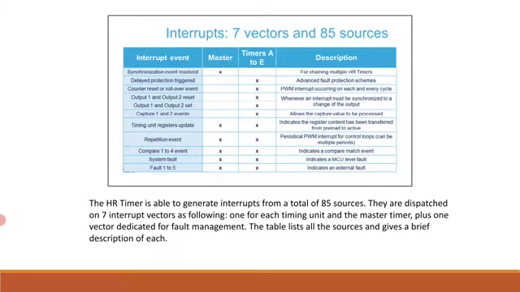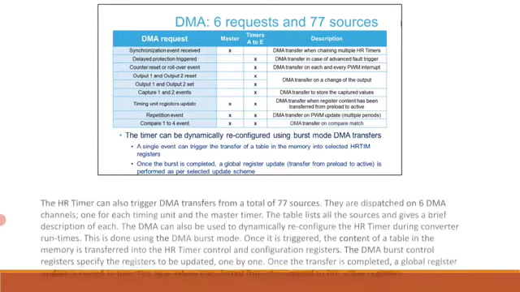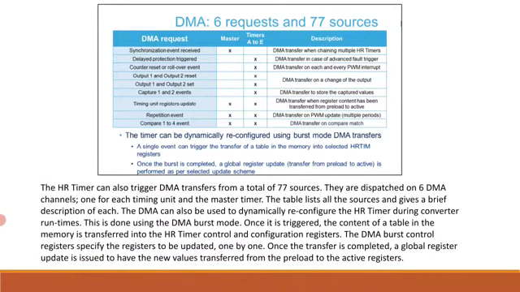Then we can go through the DMA request and 77 sources table. This is for DMA. Let's pause here for a minute or two so that you can go through this. Then we can discuss low power modes.